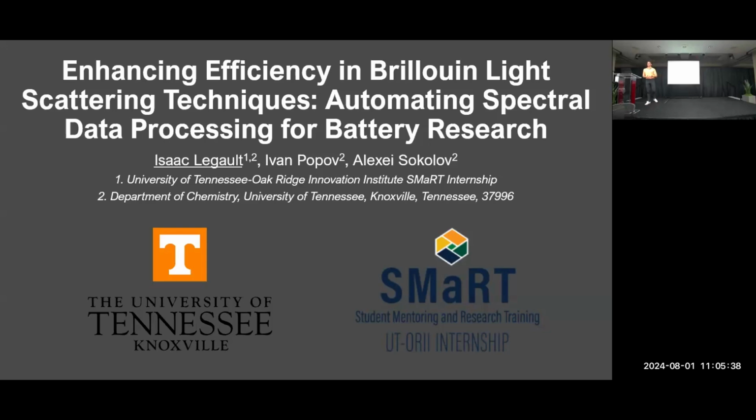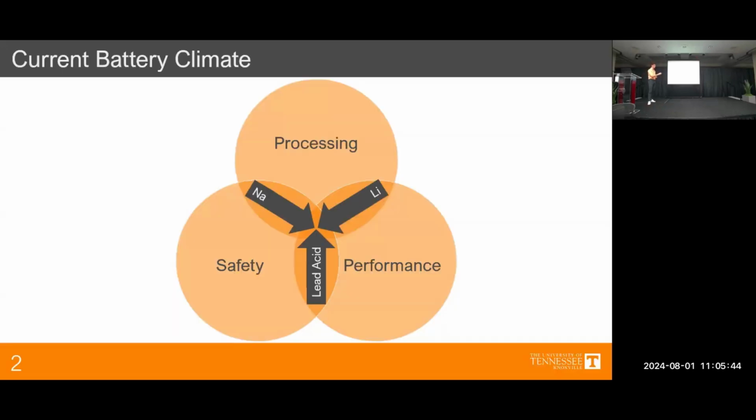So before I go ahead into what I did, I'm going to give some context to make sure we're all on the same page about what the current battery scene looks like. Currently, it is very hard to make a battery that is easy to process, is safe for the consumer, and has good performance. As you can see here, we have some batteries that are good at two, but it's really hard to make one that's good at all three.